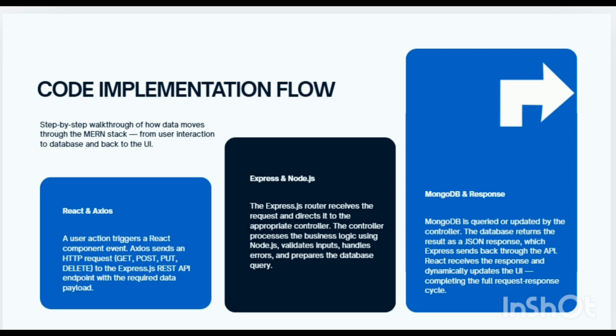So coming to the code implementation flow, there's a step-by-step walkthrough of how data moves through the stack from user interaction to database and back to the UI. Coming to the React and Axios part, the user action triggers a React component event. Axios sends an HTTP request to the Express.js REST API endpoint with the required data payload.